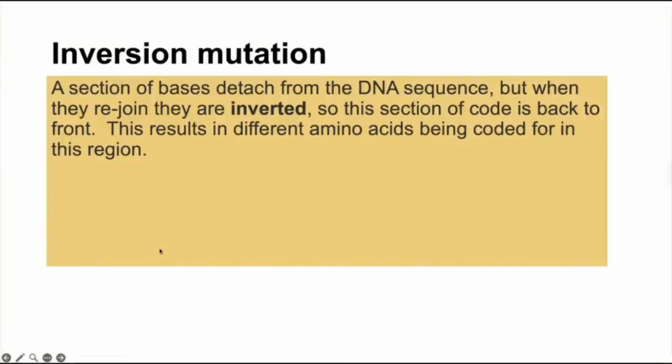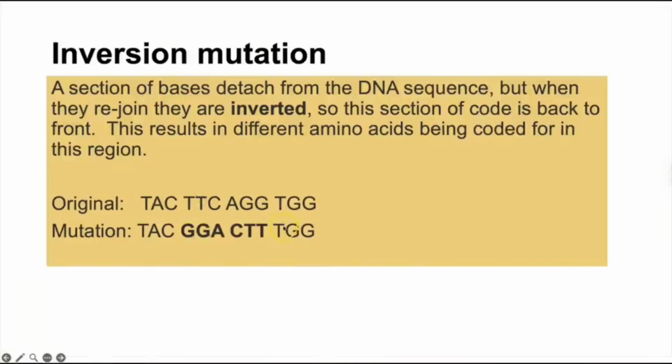Inversion is when a section of bases will detach from the DNA sequence, but when they rejoin, they are inverted, meaning they're back to front now. So this section of the code is back to front, and you get a completely different amino acid sequence. So we can see our original DNA here, and now this section must have broken off, and when it rejoined, it's reversed itself, it's inverted. So that is going to code for 2 completely different amino acids now.